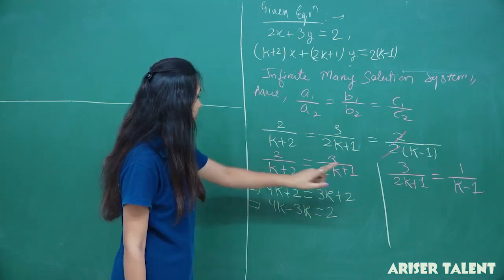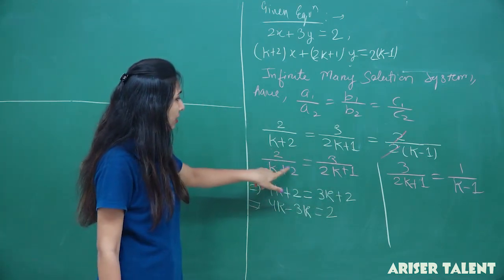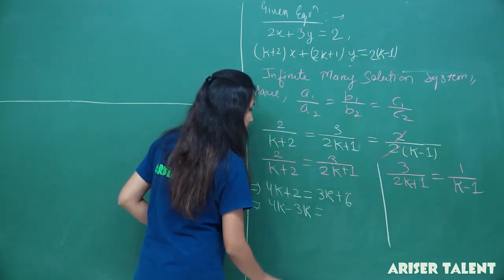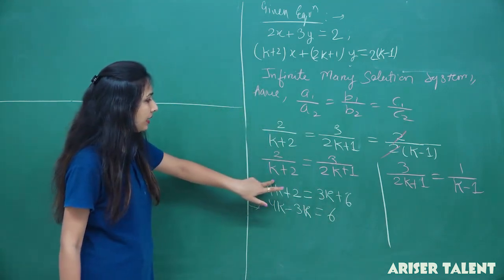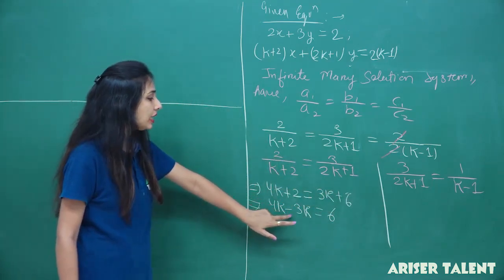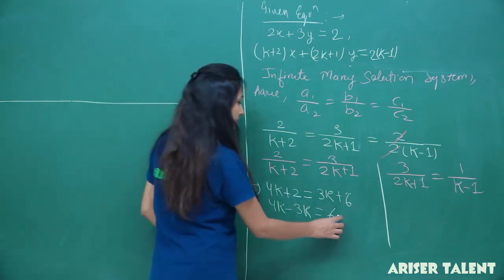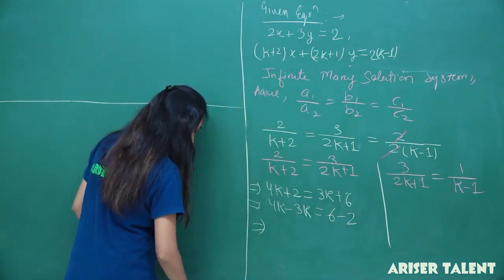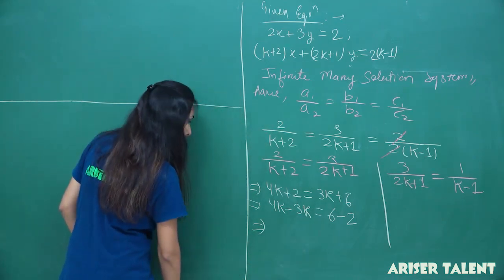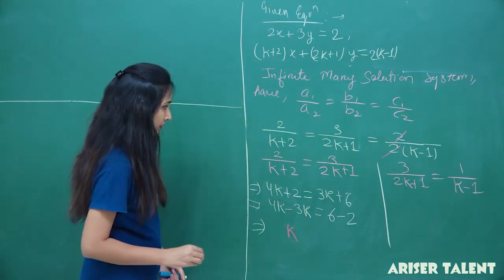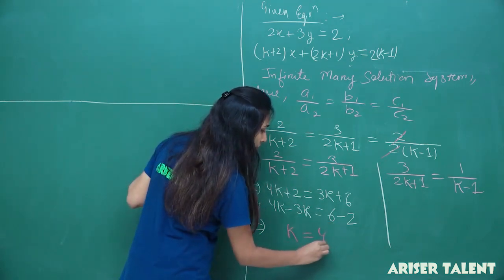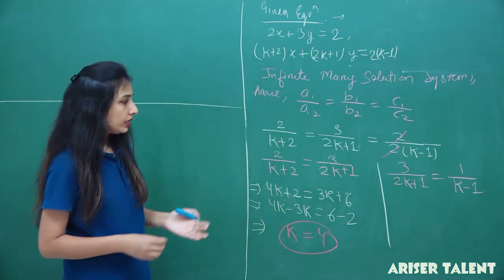This is 2k plus 2 and this is 3k plus 6, so 6 here also. So that will be 4k plus 2 here and 3k plus 6 here. Now 4k minus 3k should equal 6 minus 2, which implies k equals 4.